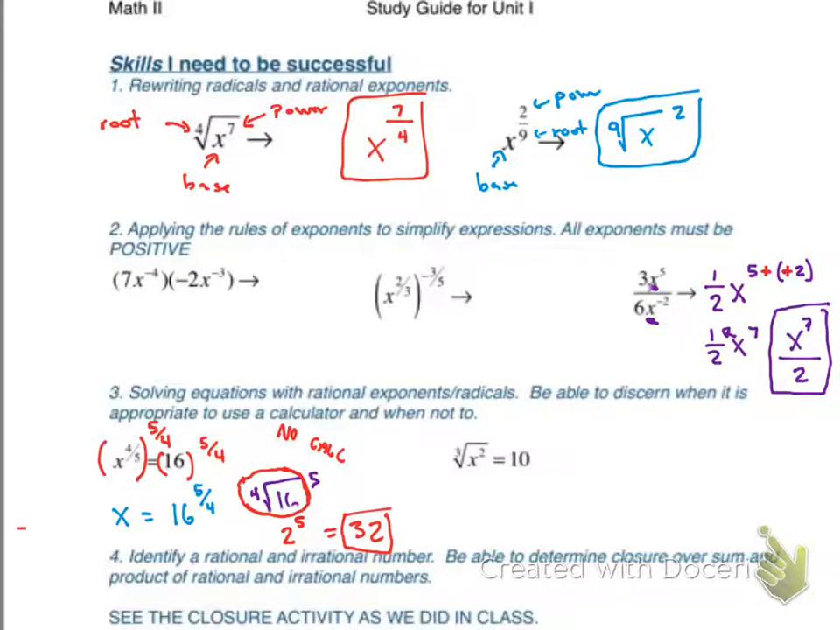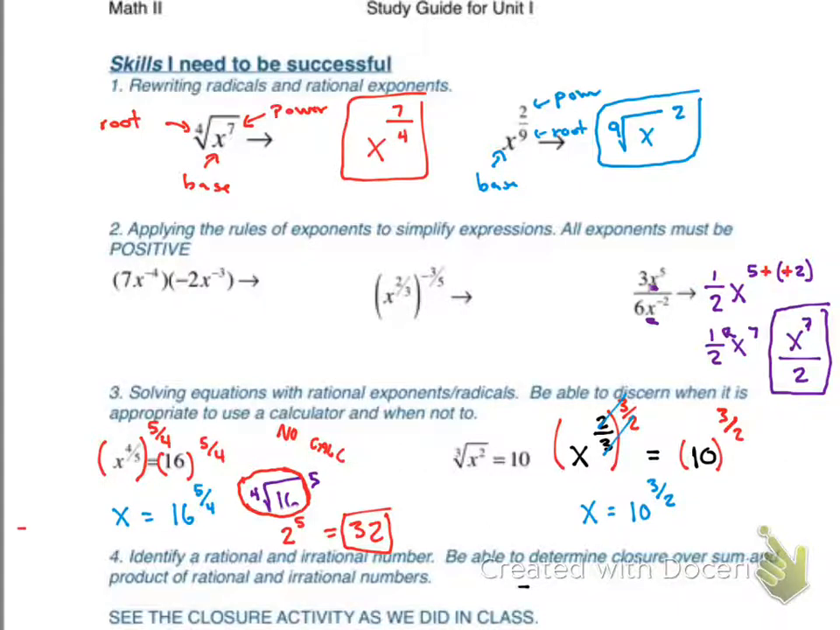Now looking at the one to the right, I have the 3rd root of x squared equals 10. First thing I'm going to do is write this as a rational exponent. So my base is x, my power is 2, and my root is 3, and that's going to equal 10. Next, this is where we pick up from that first problem. We're going to multiply by the reciprocal, and you have to do it to both sides. These here will cancel out. You're left with x equals 10 to the 3/2 power.